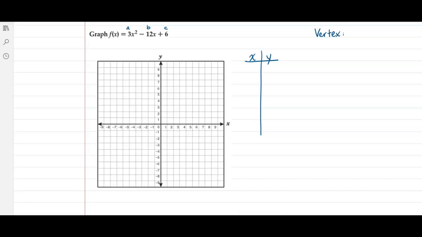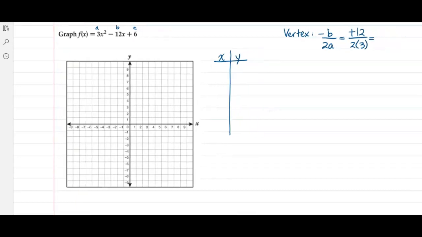To do this, I'm going to do negative b over 2a, which would be negative 12, which makes it positive 12, over 2 times 3. And when I reduce this, 12 over 6, I get 2. So I know one point is 2. So I'm going to put it right in the middle. One x-coordinate is 2, I should say, more specifically.